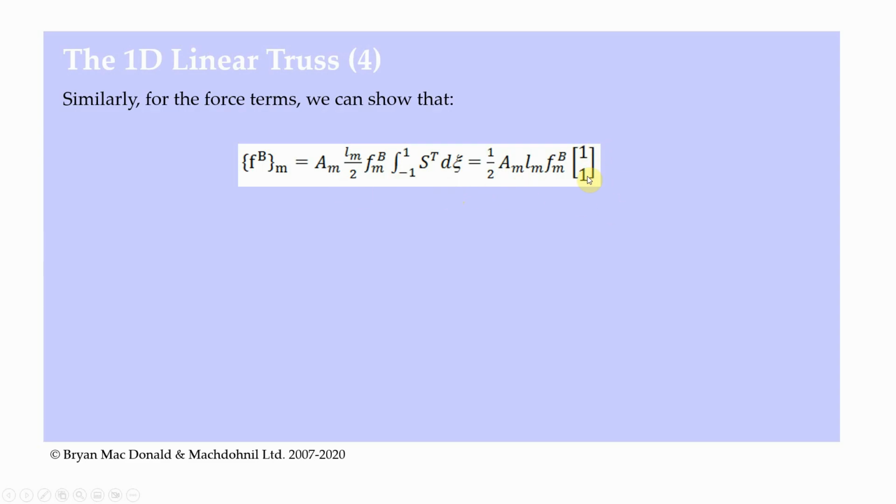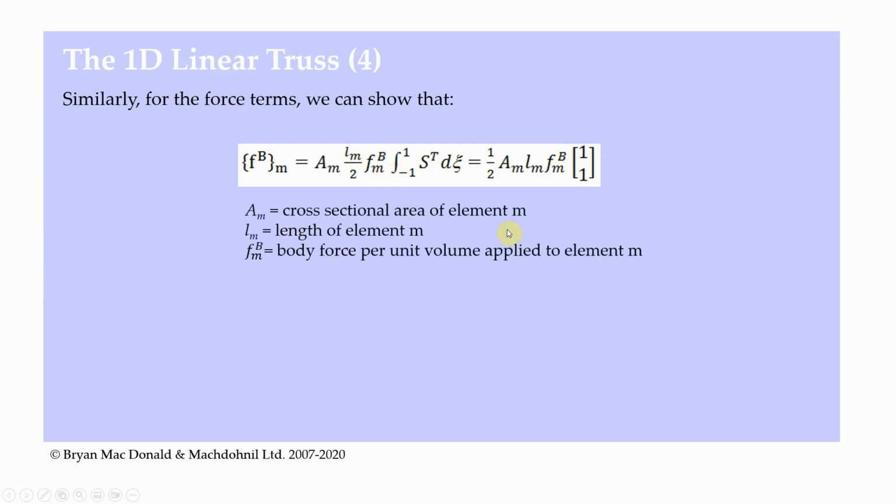Remember, in FEA we can only apply a load to nodes, but a lot of the time in the problem we're going to specify that we're applying it to an element. So A, again, is the cross-sectional area of the element, L is the length of the element M, and FMB is the body force per unit volume applied to the element M. Now we're going to look at an example in a minute to make it a bit more clear what all of this is.